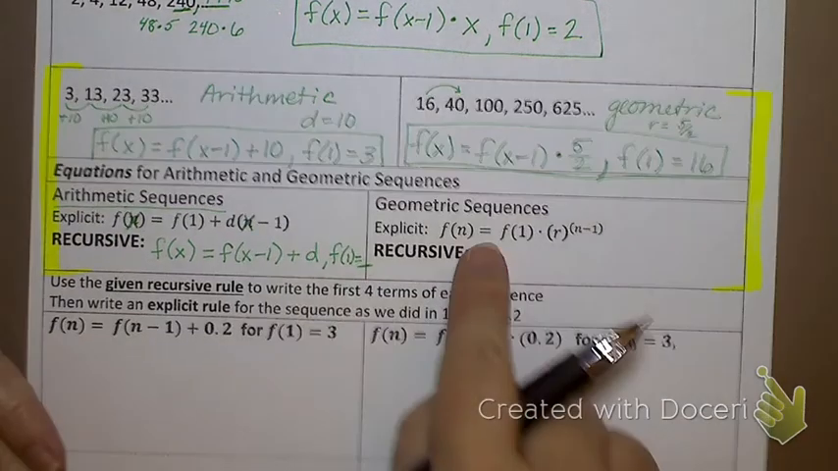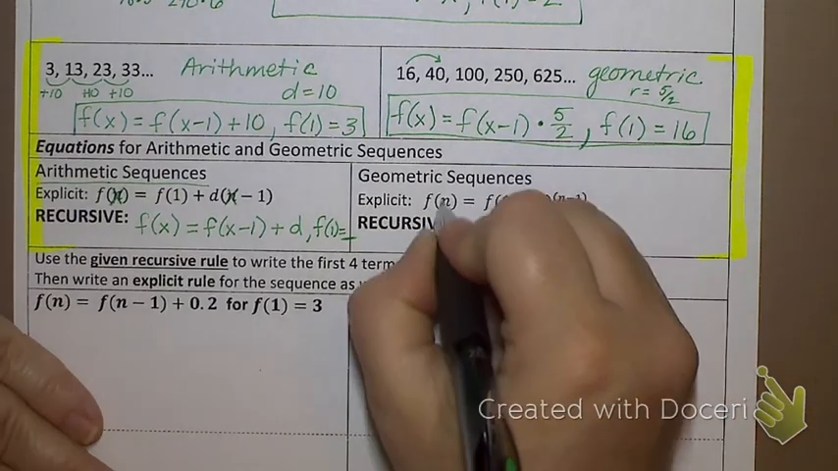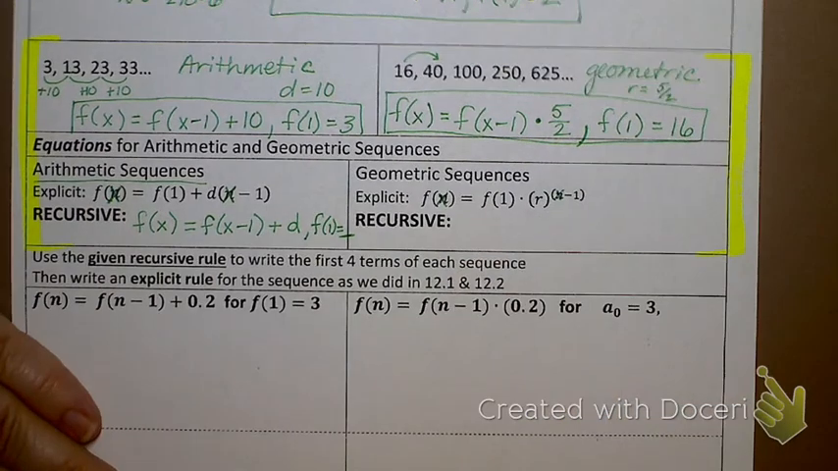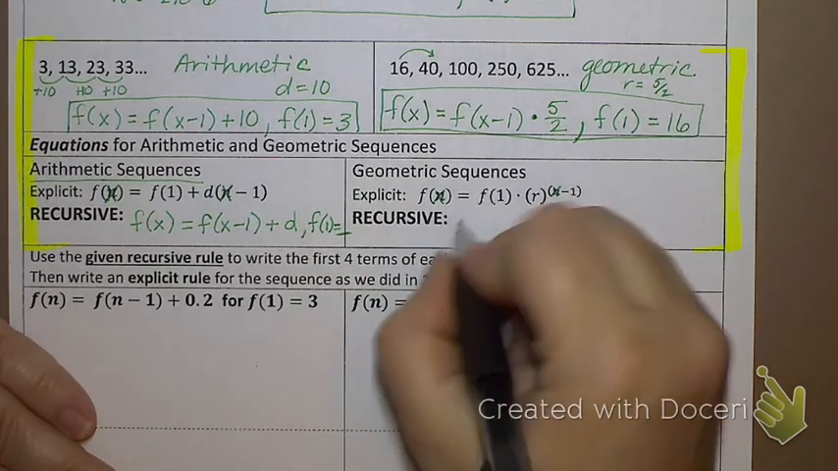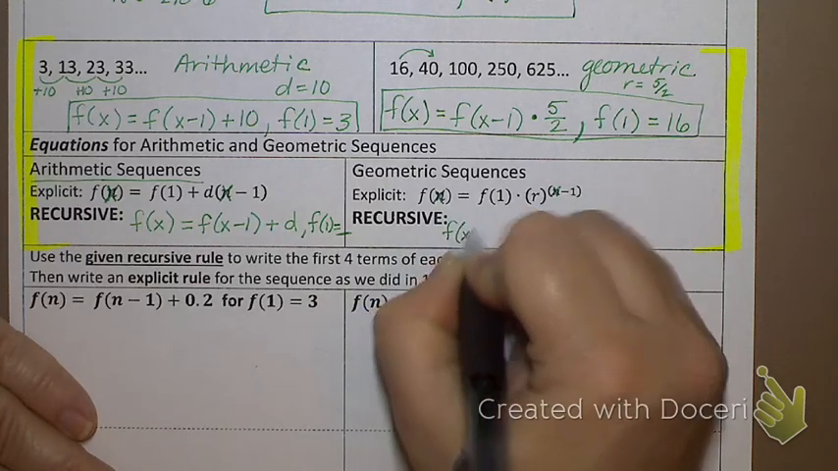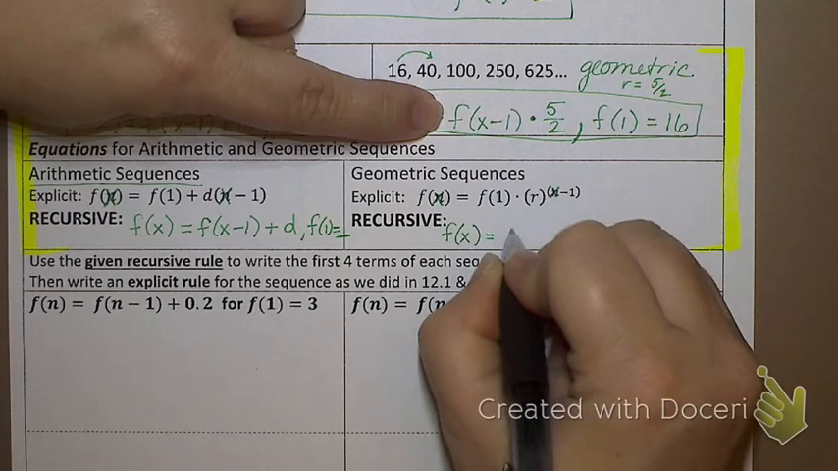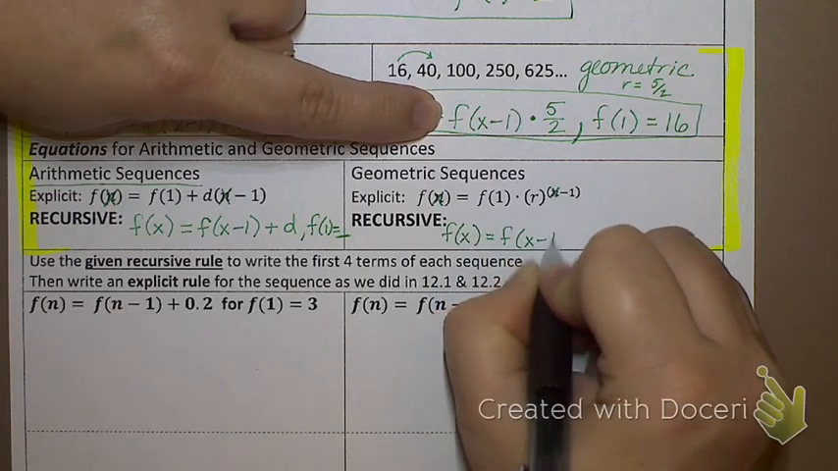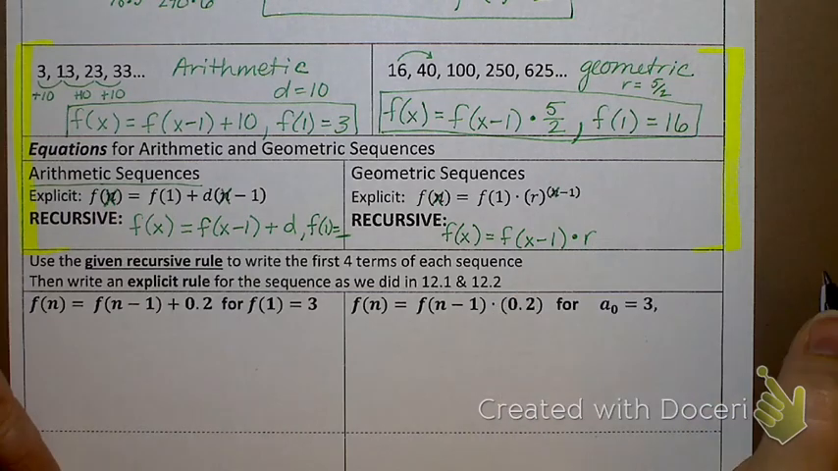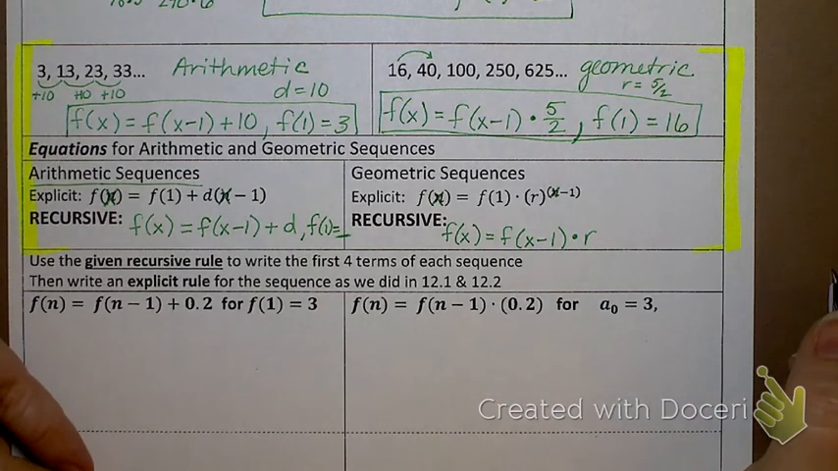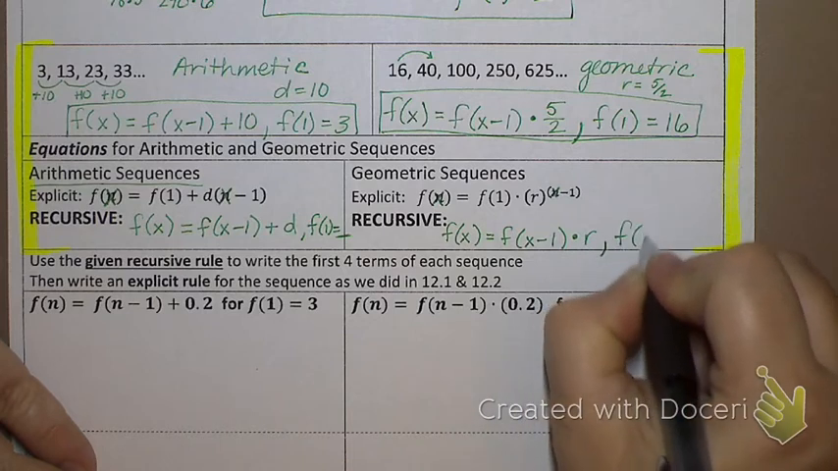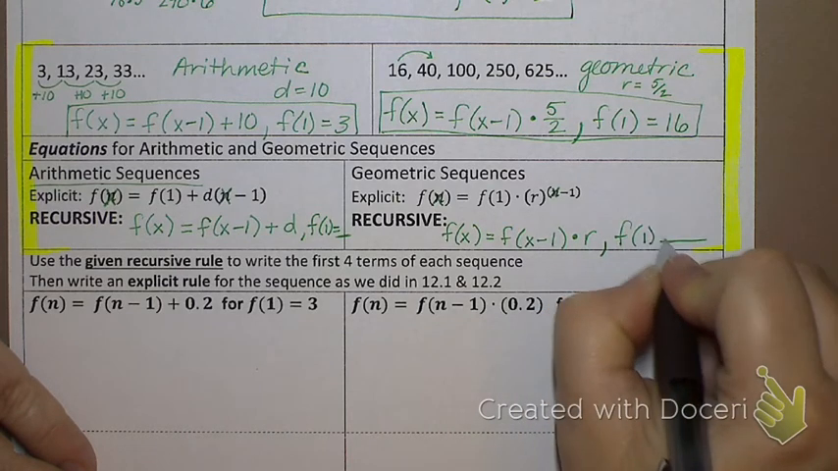So, our explicit rule for geometric sequences, again, you could change those n's to x's. That's our rule that we know. What would I say is my recursive rule? Well, to find any term, you take the term before and you multiply it by r. No exponents, nothing like that. After that, you have to put a comma and you have to include the first term.